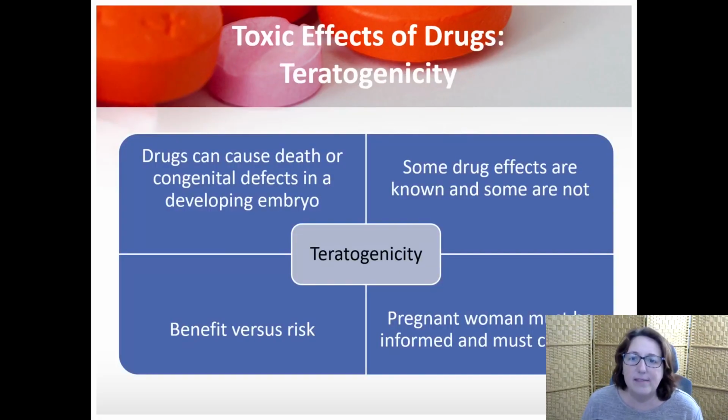Teratogenicity, we talked about this a little bit earlier. It has to do with the adverse effects on the fetus. Drugs can cause death or congenital defects in a developing embryo. Some drugs are known to cause problems. Some we don't know if they cause problems. So it's really a benefit versus risk situation, which will be a discussion between the provider and the patient. But the pregnant woman must be informed and must consent to receiving medications when they are pregnant.